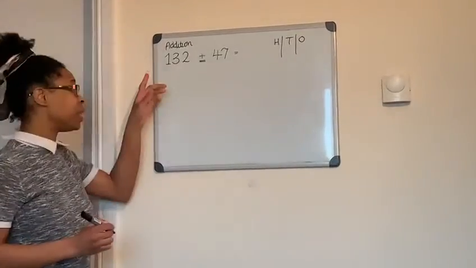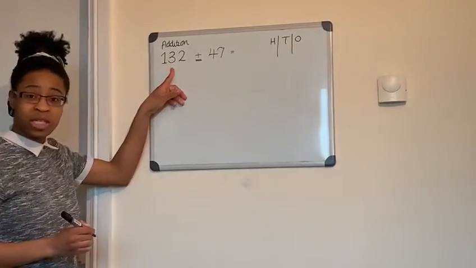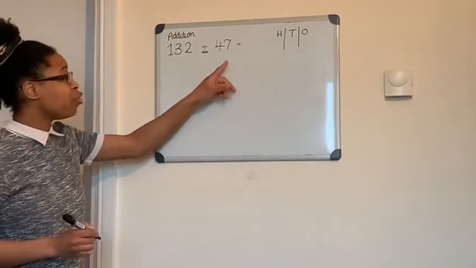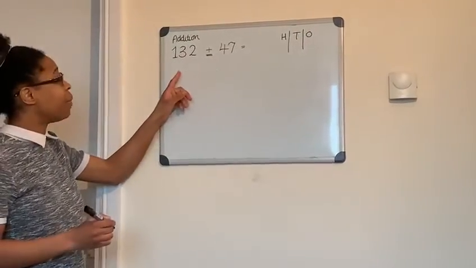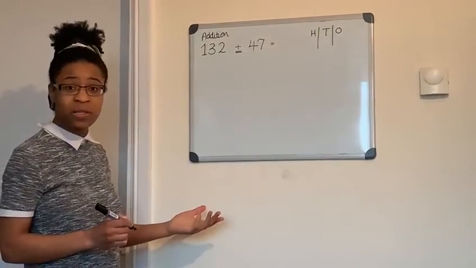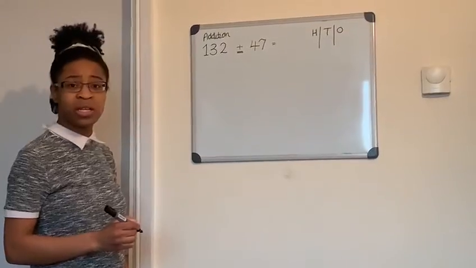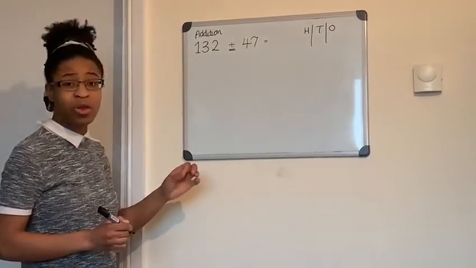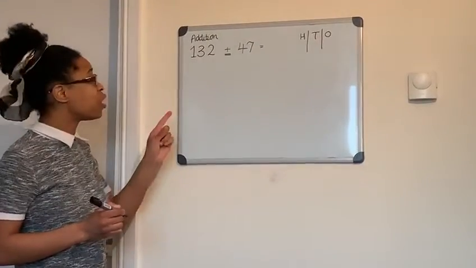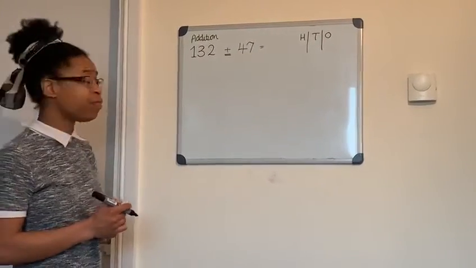There's a difference between these two numbers. This is 132 and this is 47. We can see that 47 only has 2 digits. However, 132 has 3 digits. So it's very important that we know the place value of each of those numbers. So let's start off with the 132.